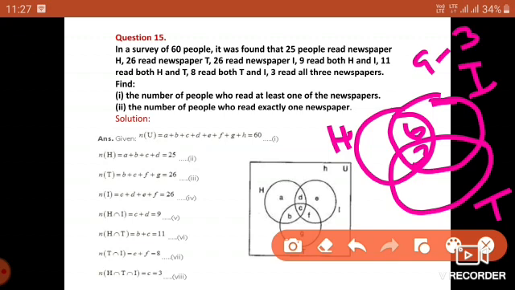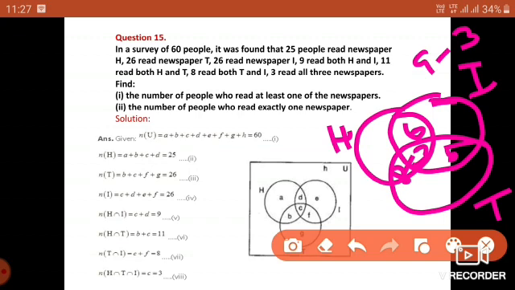Next, similarly you have to fill these 2 columns. What is T intersection I? 8. What is 8 minus 3? It is 5 here. Next, H intersection T is given as 11. So what is 11 minus 3? It is 8. It should be written here.